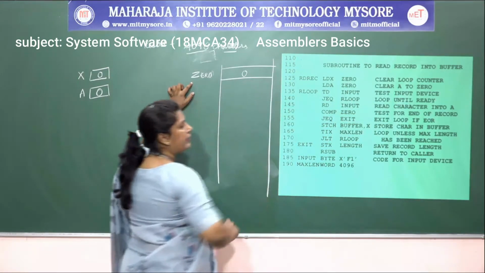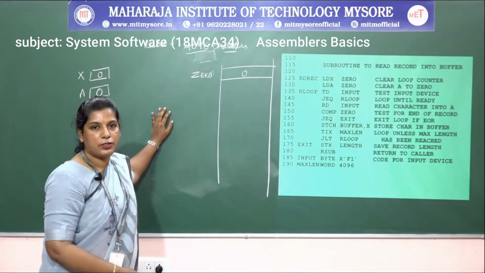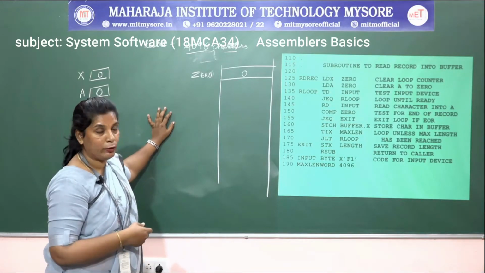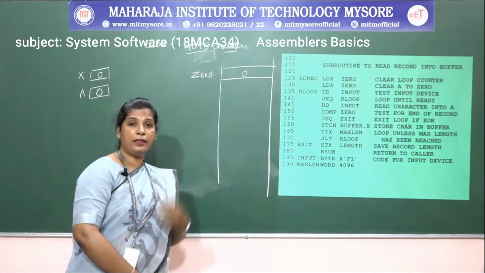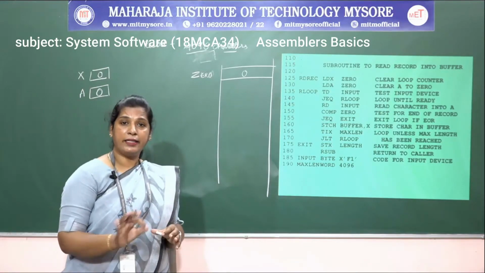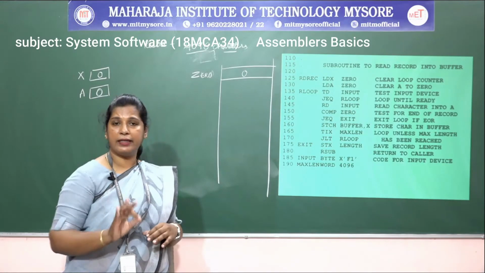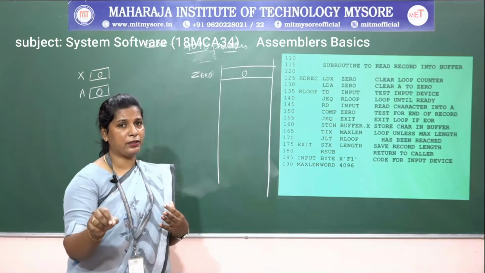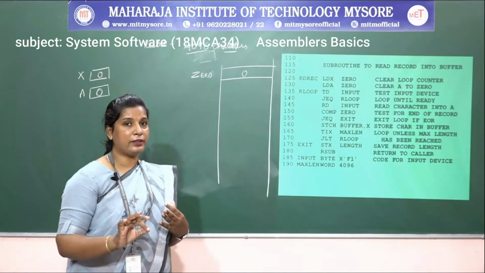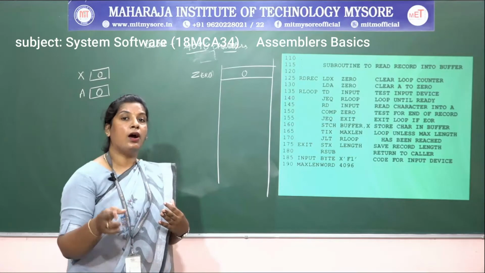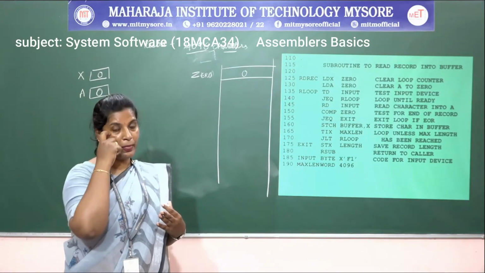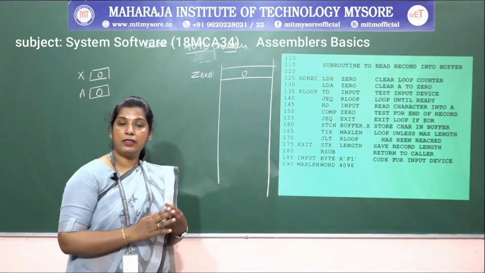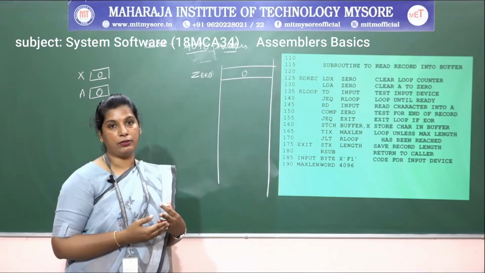So the loop is started here. For the loop name, you can give any name. I am taking RLOOP, meaning reading loop. For reading a record, at a time I can read only one character. So first I want to read a character. After reading that character, I want to check whether it is an alphabet character or 0. 0 means it is the end of record. So I want to check whether it is 0 or a character, that is, an alphabet.